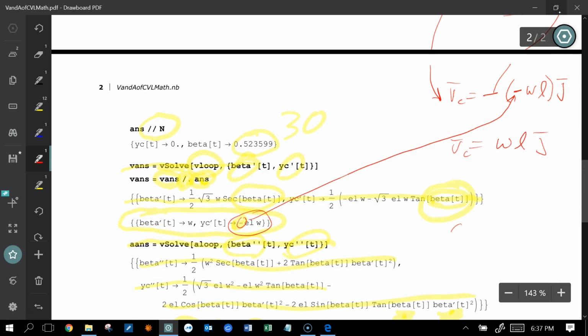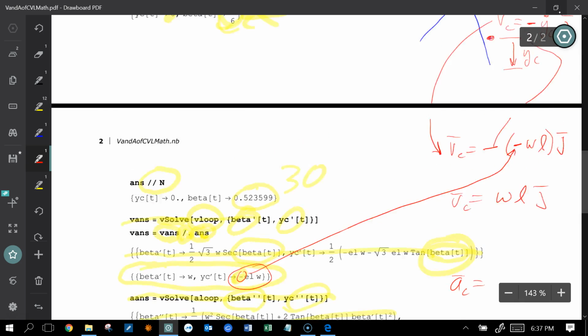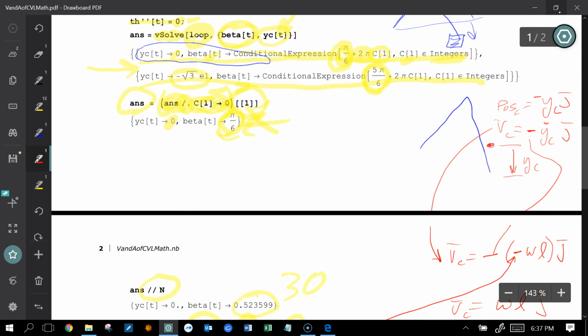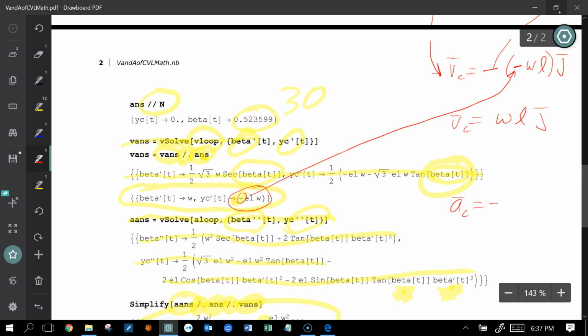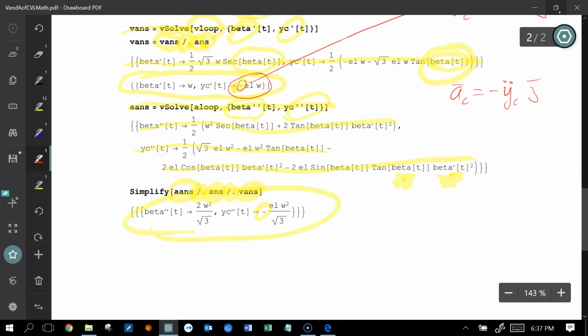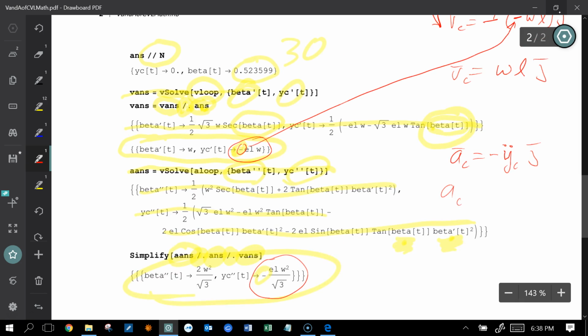The acceleration of C is the derivative of velocity. The derivative of velocity is minus YC double dot J. What's YC double dot? YC double dot is that. So AC is minus from here, YC double dot is minus L omega squared over the square root of 3 J. Minus minus is plus, so he's accelerating upward as well.